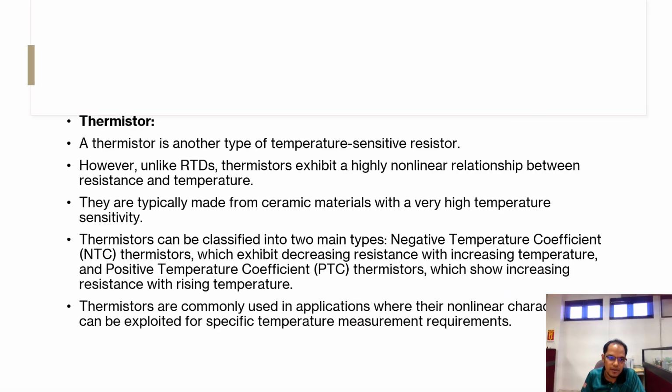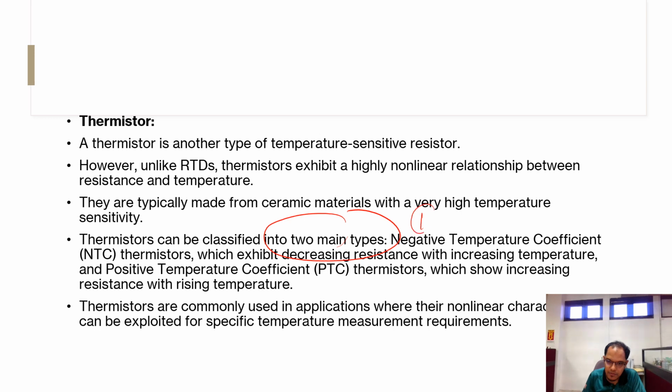Okay. Thermistor is another type of temperature sensitive resistor. Tapi beza sikit dengan RTD ialah thermistor ni dia highly nonlinear relationship with resistance and temperature. Made of ceramic material lah with very high temperature sensitivity. Thermistor can be classified into two main types. Dia ada dua jenis.